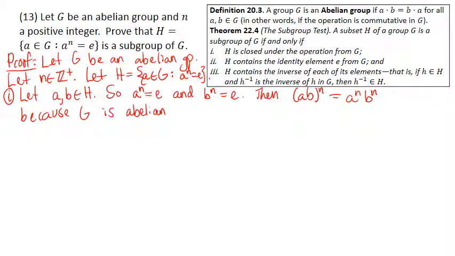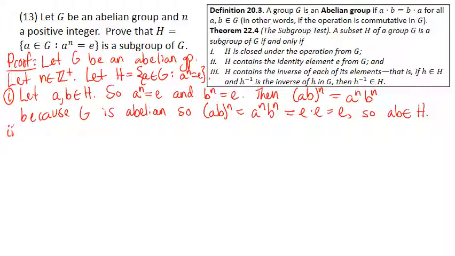That's somewhere in the notes, but I failed to put it on this particular slide. Okay, so AB to the n equals A to the n, B to the n, because G is abelian. Each of which is E, so this is E times E, equals E. So that means that AB is an element of H because it satisfies the membership test for H, where its nth power is the identity. Okay, so H is closed.